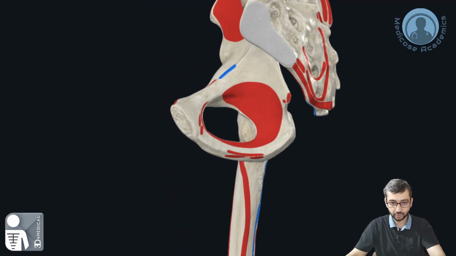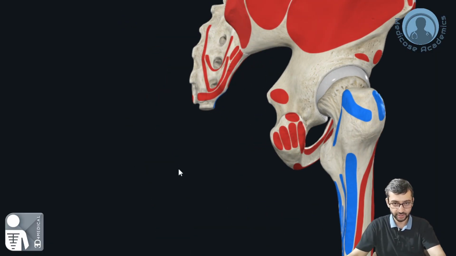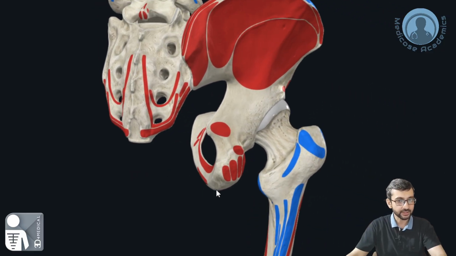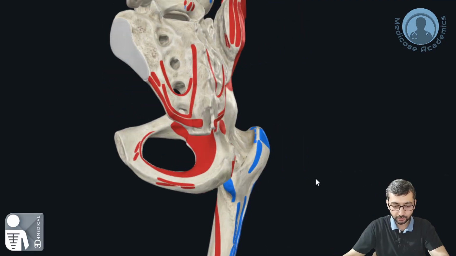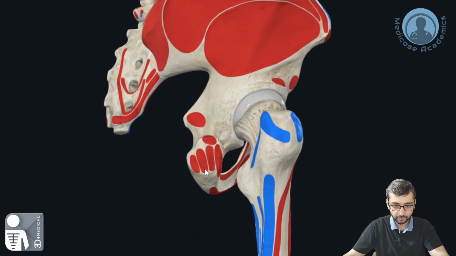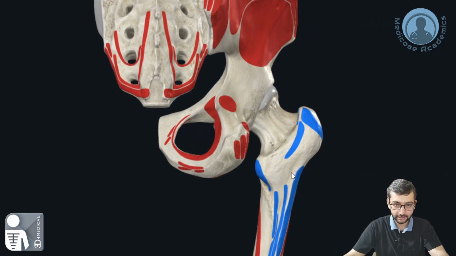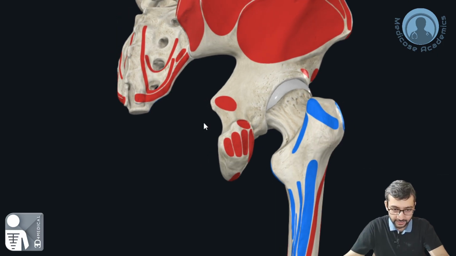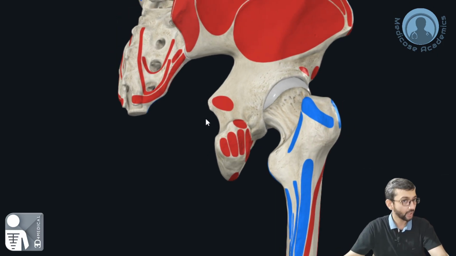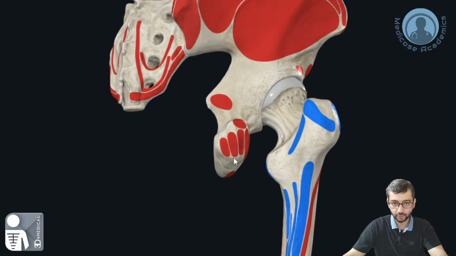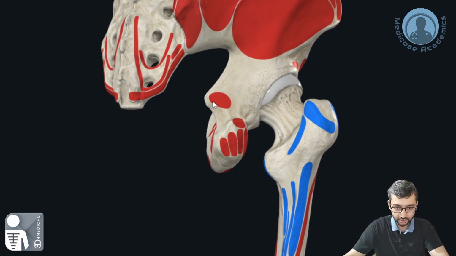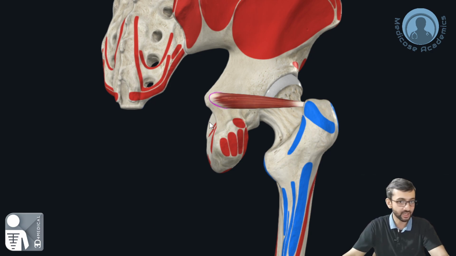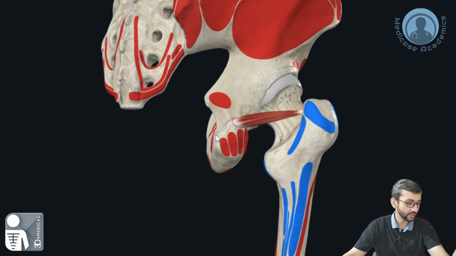Let us start from outside. Here is the greater sciatic notch, this one. Here is the lesser sciatic notch. On the upper and lower margins of the lesser sciatic notch, near the spine and near the tuberosity, you get two gemelli: superior gemellus somewhere here and inferior gemellus here.